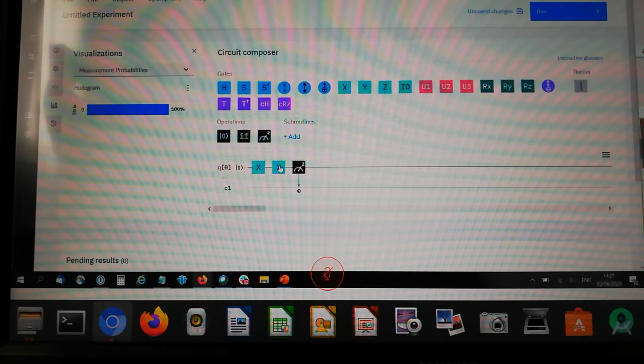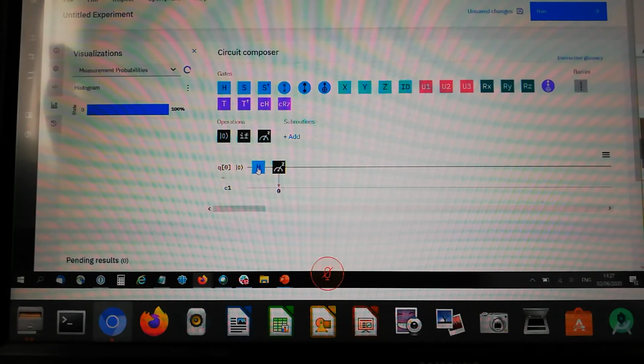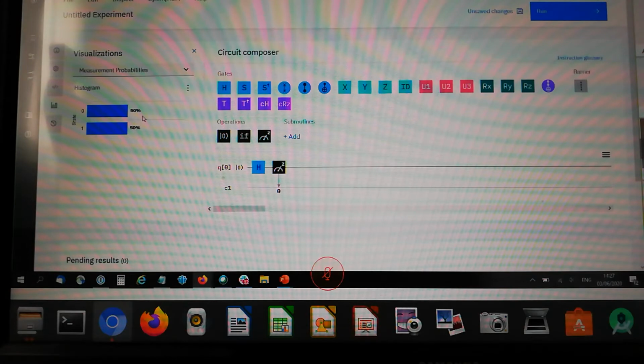Now let's do something quantum. And let's apply the Hadamard gate, the H gate. And what this does is it puts the qubit into superposition. So a linear combination of 0 and 1 with the probability of having a 0 exactly the same. very determined state into something that is completely undetermined.